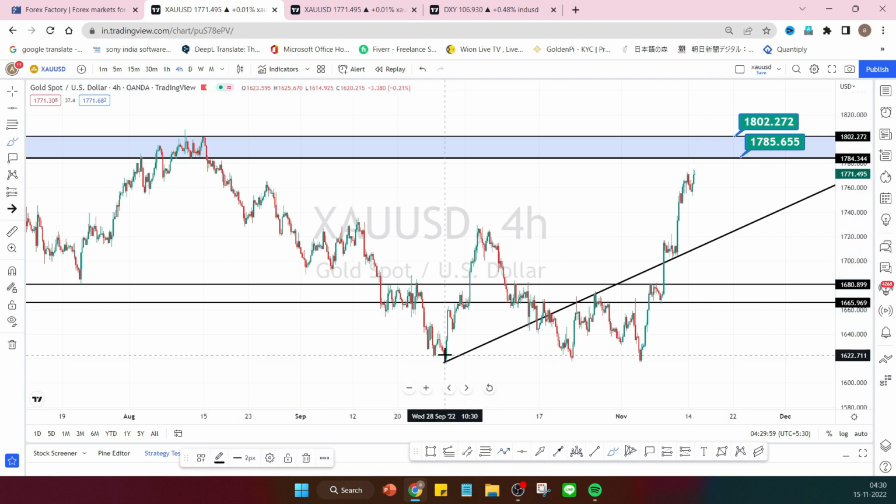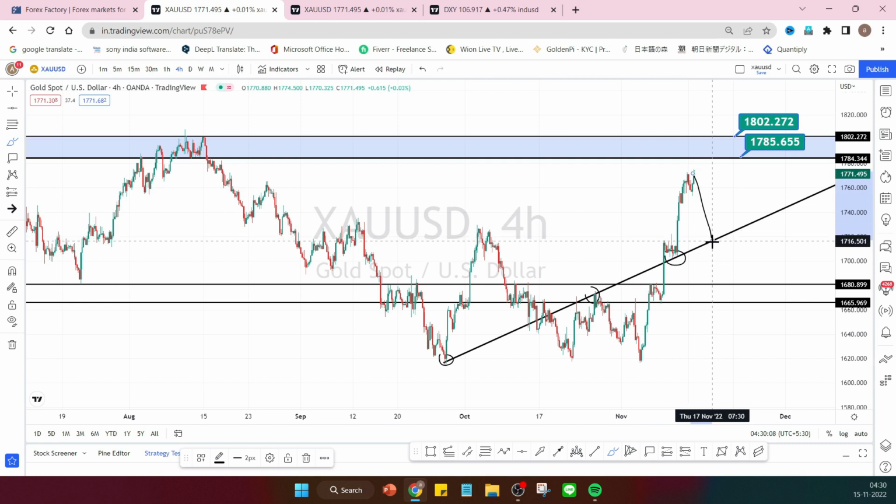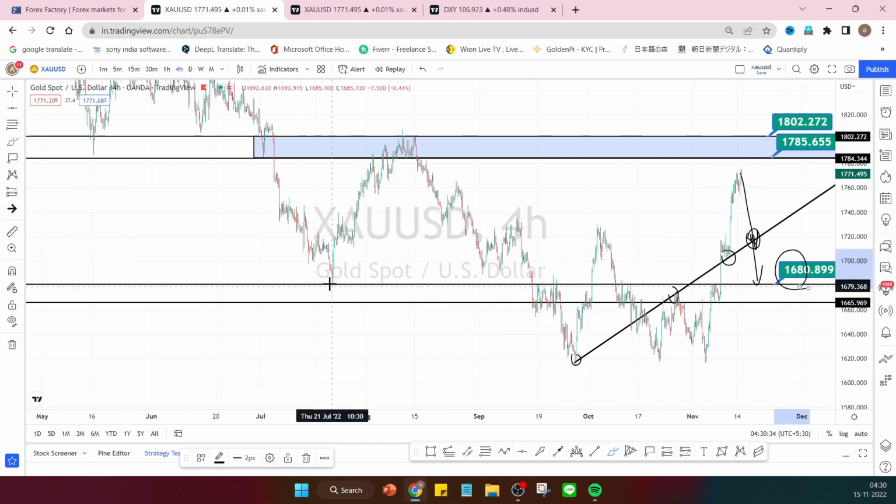And also I've marked this support line or the trend line over here, which will be acting as a support when the price action tries to bounce back on the bearish side retracement. And only when the price action breaks this support line we can expect the further continuation of the bearish side retracement. And next level of support is going to be around 1680, where we have noticed this level to be acting as a very strong support and resistance in the past price action.